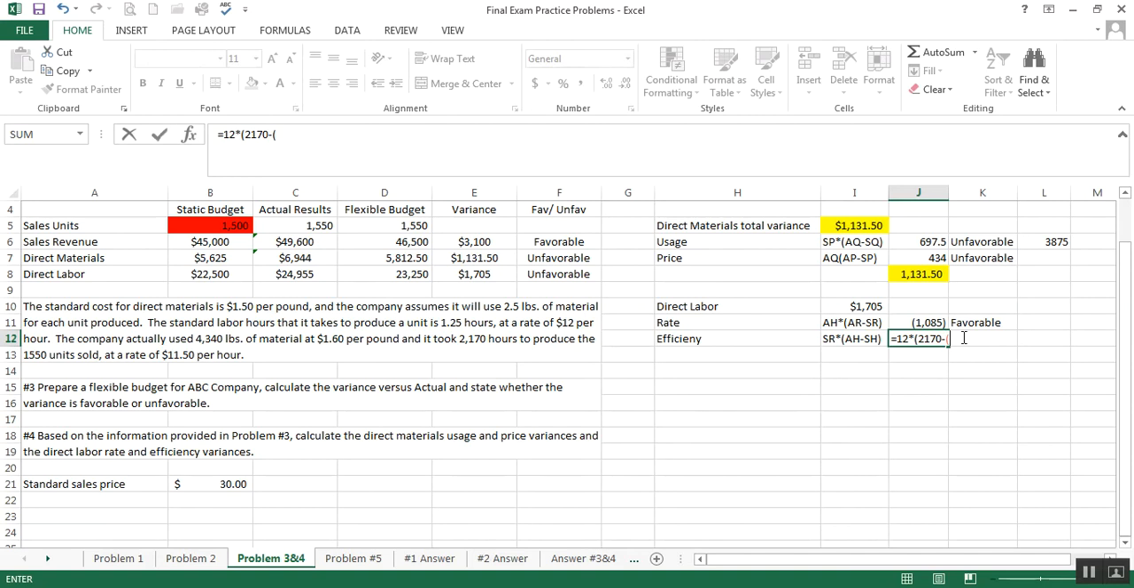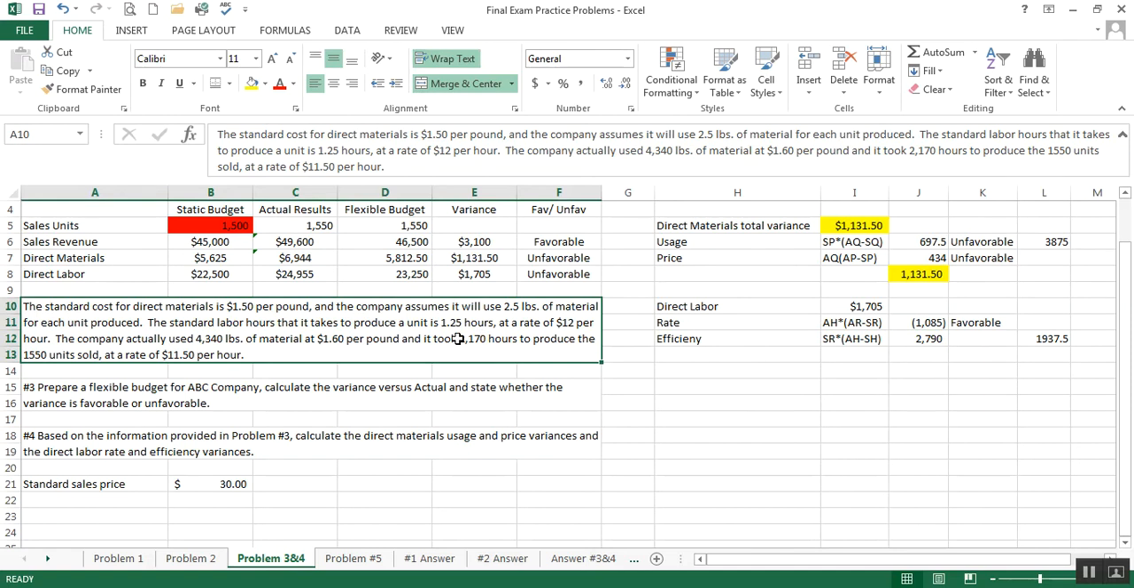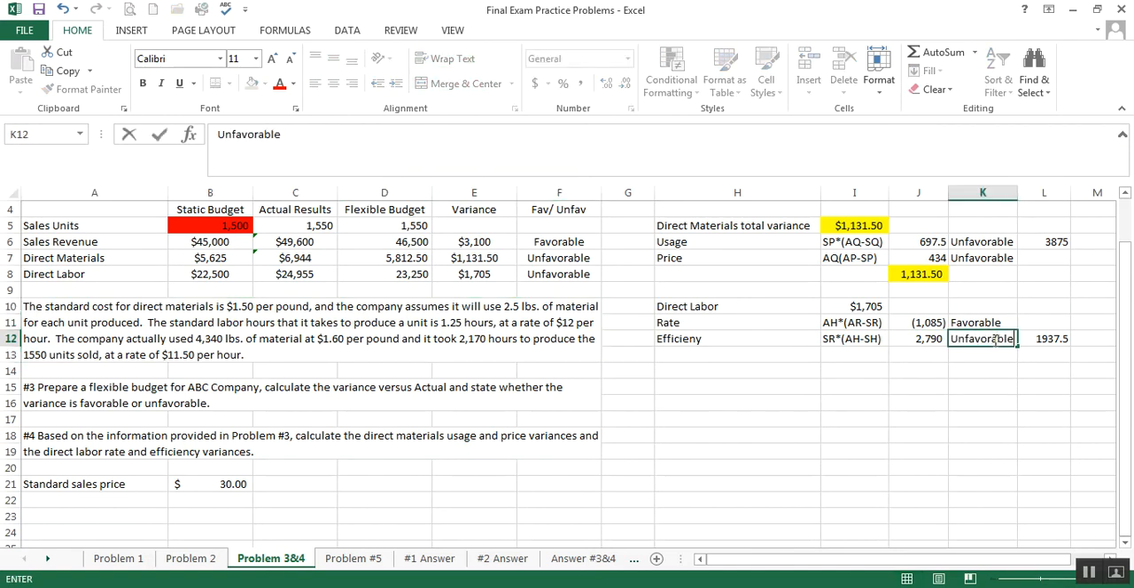Again, our standard hours are going to start with the flexible budget actual units times how much we think it should have spent to make those units, which is 1.25. You can also calculate the standard hours here by taking the 1,550 times the 1.25. So it actually should have spent 1,937.50 hours. So you could see that the actual hours that we did spend is higher than what we should have spent. So this is an unfavorable variance.